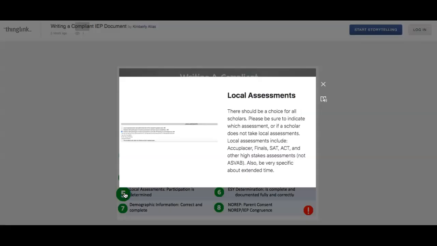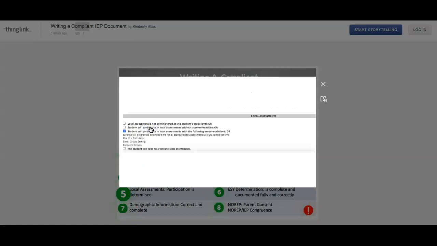Local assessments. I think this is the area we don't think about the most because we spend a lot of time making sure that our kids are getting the accommodations that they need for the Keystone assessments and things like that. But these local assessments are really important in high school. I mean, like super important. We don't really think about it. However, if we don't indicate what kind of local assessments a scholar is going to take, it really can put them at a deficit when they need to take some of the tests that we're going to talk about.